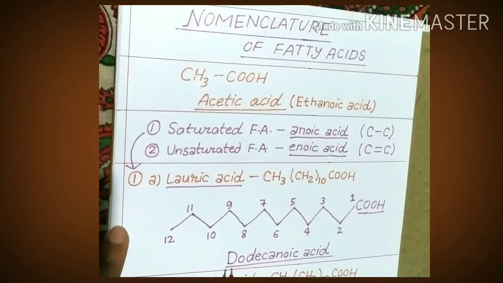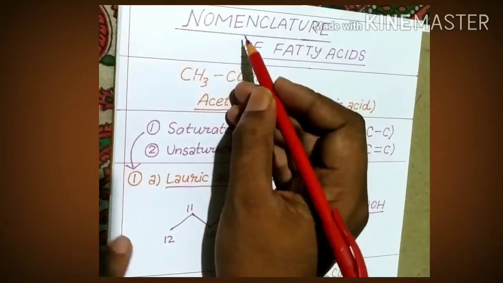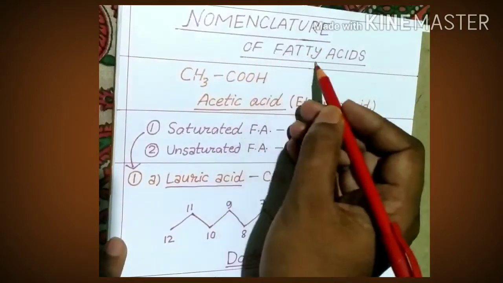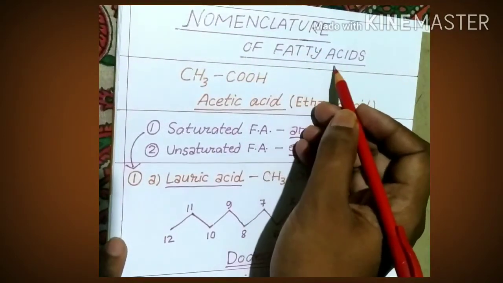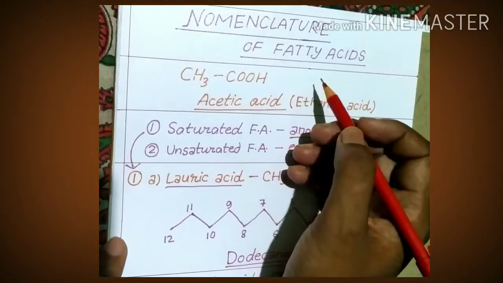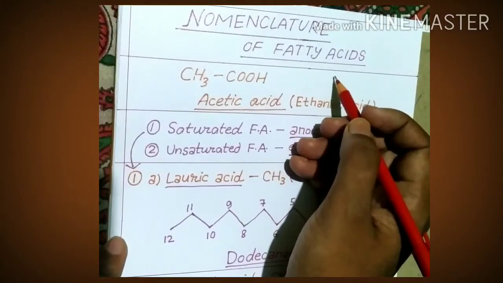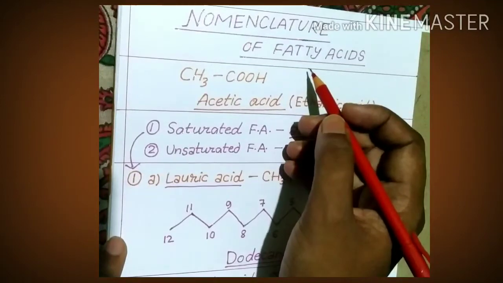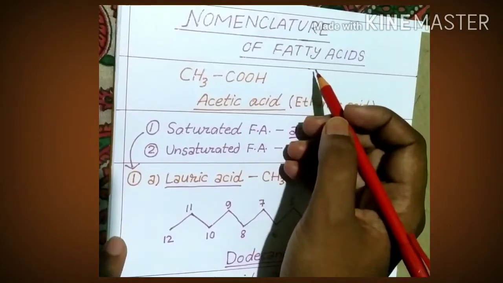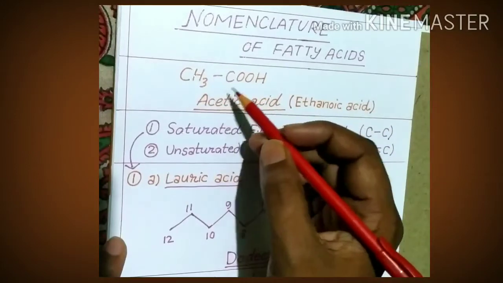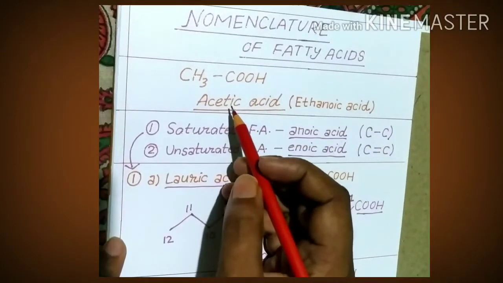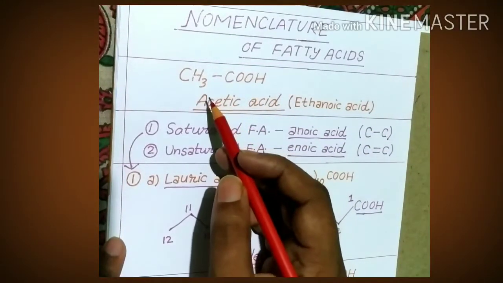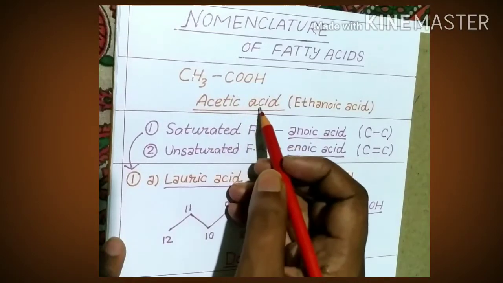Hello guys, today we will discuss the nomenclature of fatty acids. Fatty acids are nothing but long chain carboxylic acids. They are amphipathic in nature because they have both a hydrophilic and a hydrophobic part. Here we will begin with acetic acid.